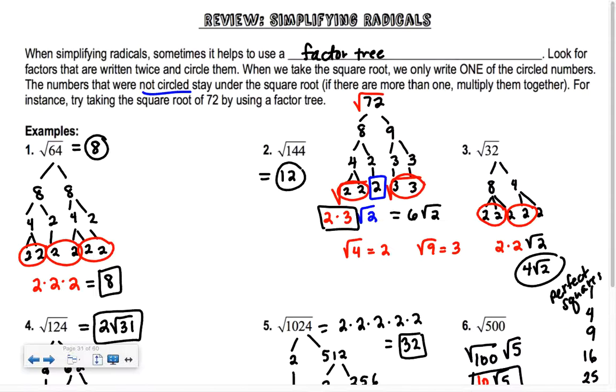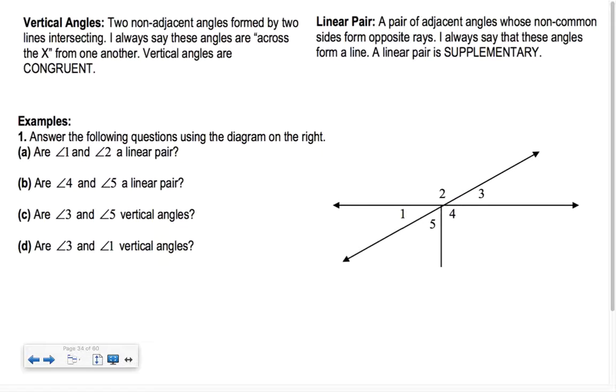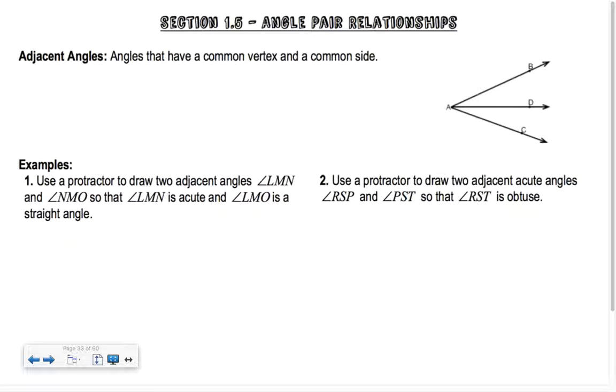Okay. So let's look quickly at section 1.5. You're flipping through the review because that's something you'll see tomorrow. And we're going to go to angle pair relationships. This is where we'll end today.